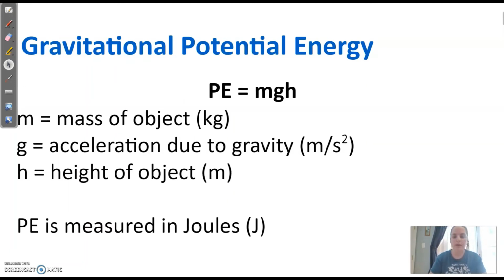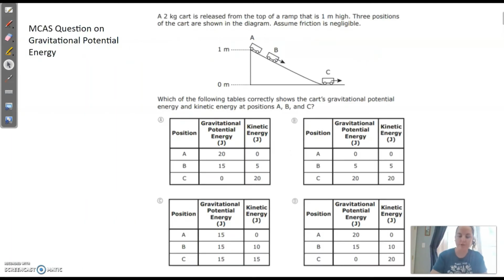So when we're talking about potential energy or gravitational potential energy, we use the equation PE is equal to mgh, where m is the mass of your object in kilograms, g is the acceleration due to gravity, 10 meters per second squared, and h is the height of the object in meters, okay? So all energy is measured in joules, so potential energy is also measured in joules.